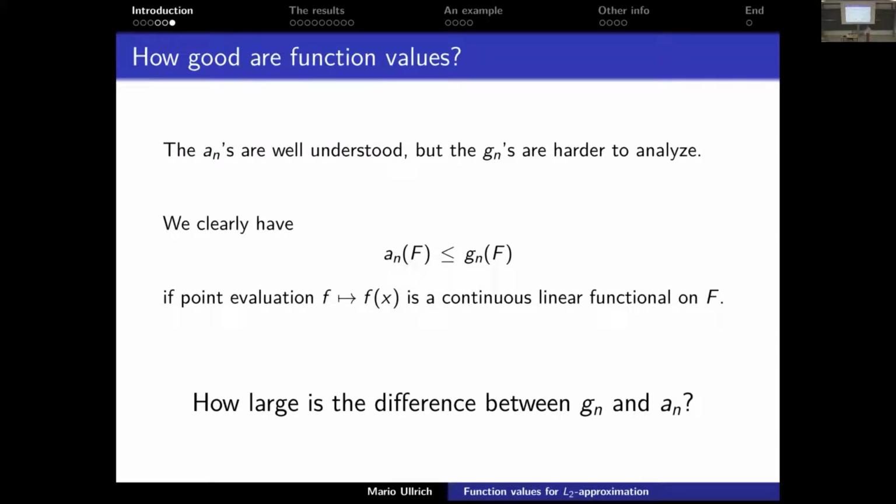I think the a_n's, the approximation numbers, most of us know that, so they are well understood. And usually the g_n's are harder to analyze, even in specific cases, but in a general setting, there are not many results known. So what we clearly have is that the approximation numbers are smaller than the sampling numbers whenever point evaluation is a continuous linear functional. The set of function evaluations is just a subset, and so we take the infimum over a smaller set of information, and so that's larger. But the question is, how large can this distance be? It might be a general question.